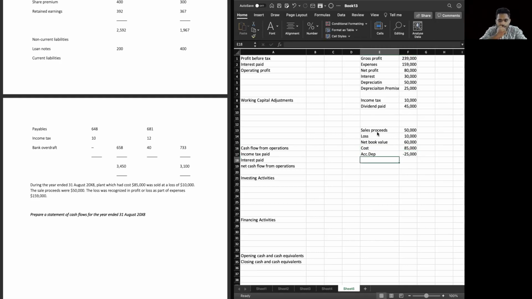All right. Now the sales proceeds of 50,000 has to be shown under investing activities. So proceeds from disposal is going to be 50. Then you have your loss from disposal, which is a non-cash expense, needs to be added back to your profits. Loss on disposal, that is going to be 10,000. And then you will have your IAS 16 working coming in.